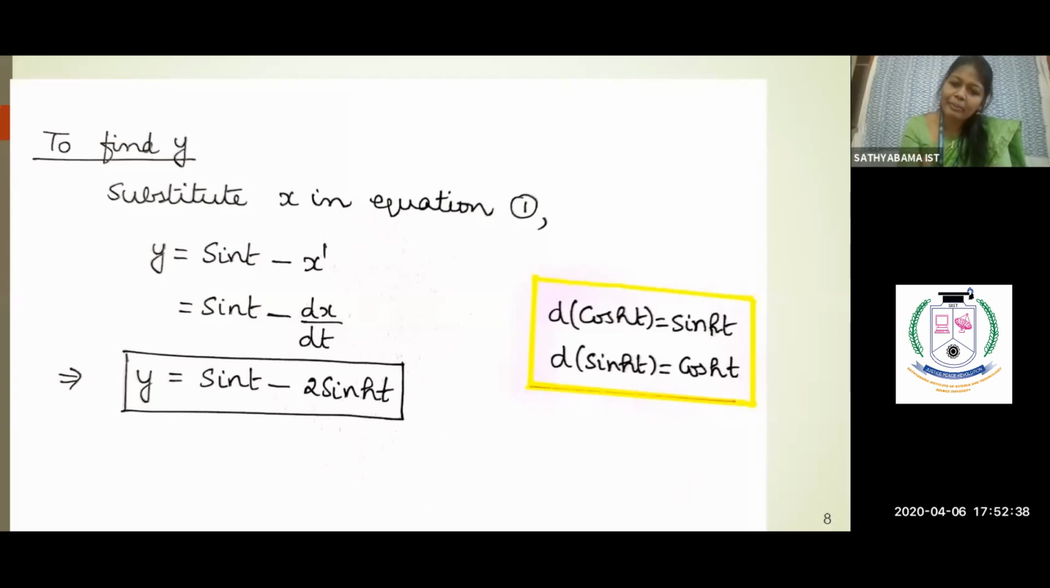I want you all to remember this formula, okay? See, the differential of sinh t is cosh t. The differential of cosh t is sinh t. For both, it is plus. These are hyperbolic functions, okay? So please remember, the differential of sinh is cosh. The differential of cosh is sinh. For both, it is plus. So that's it. We have successfully found the values of x and y.